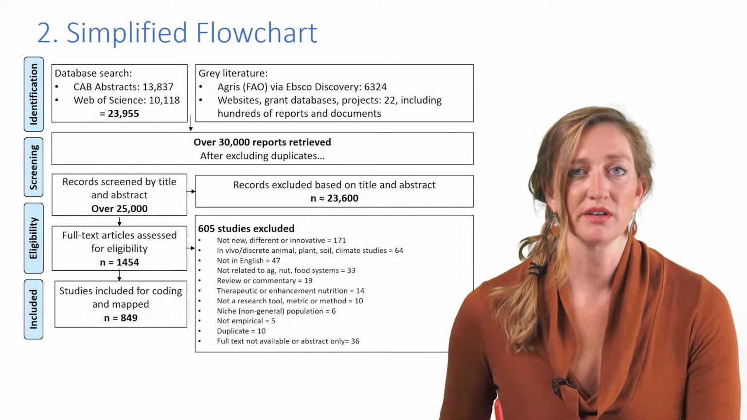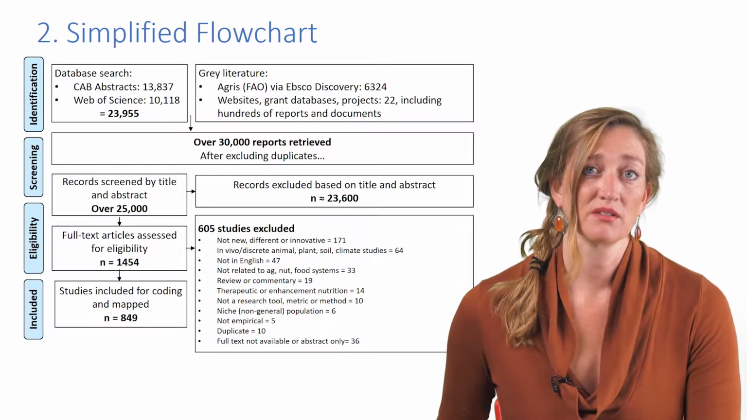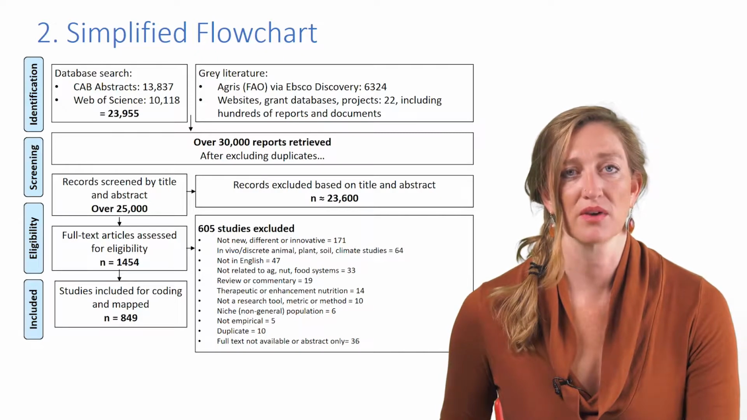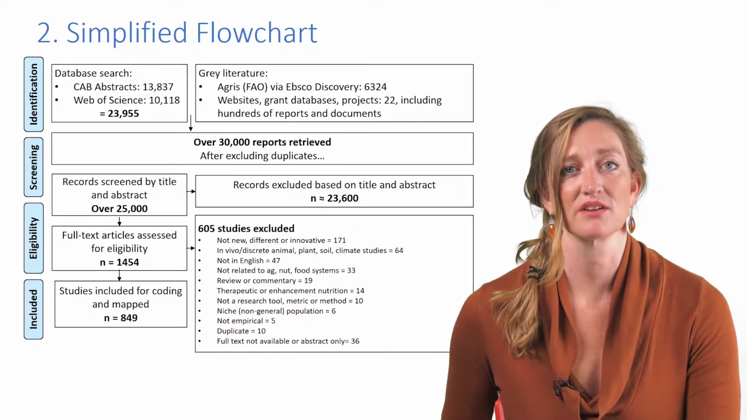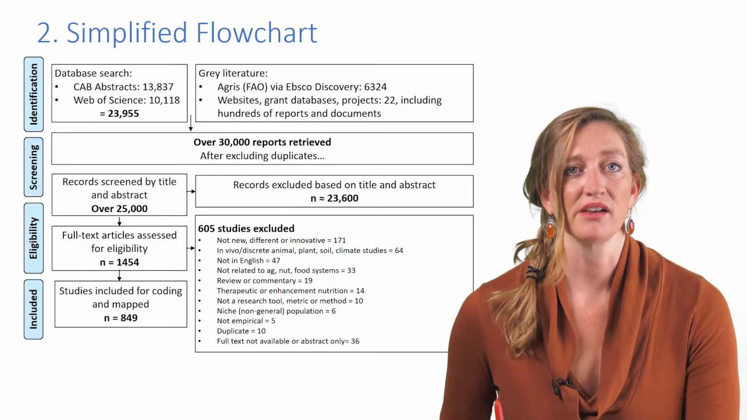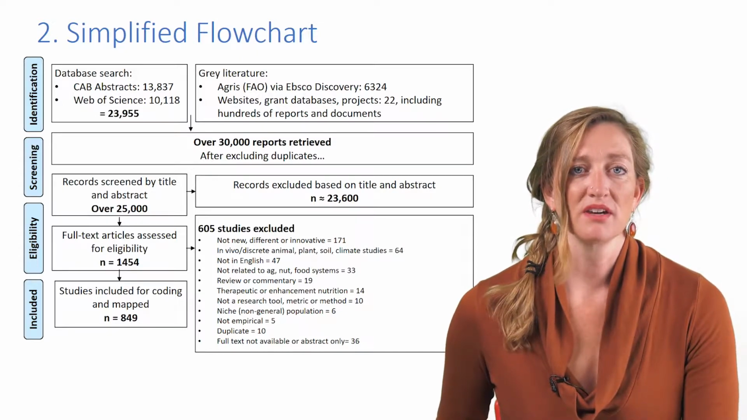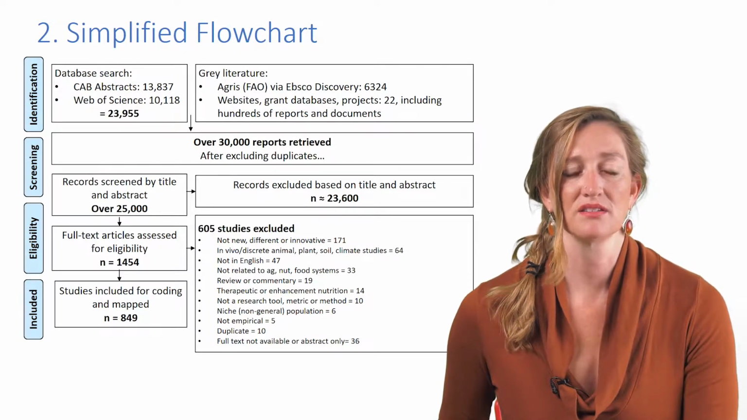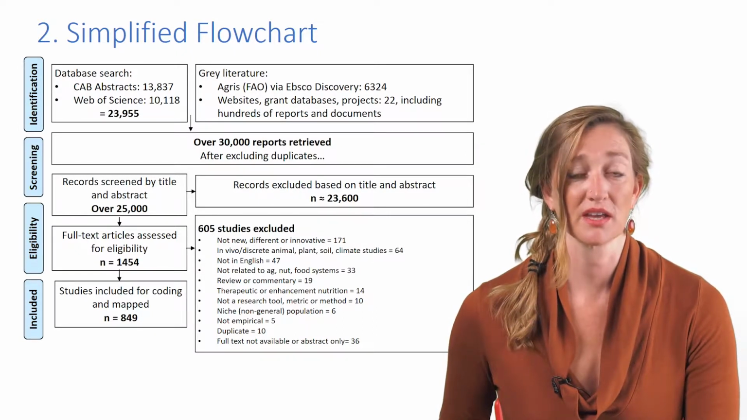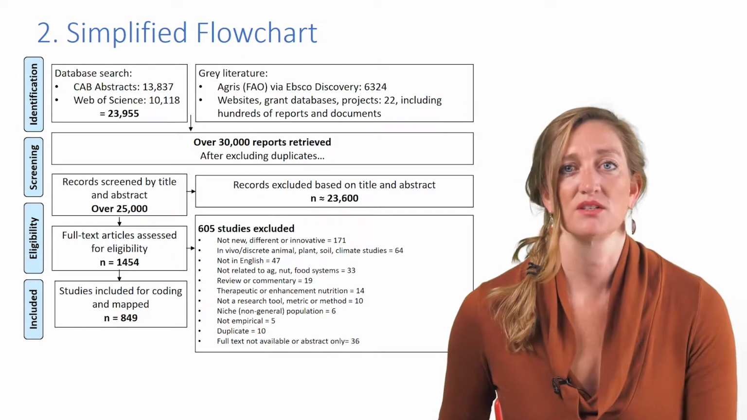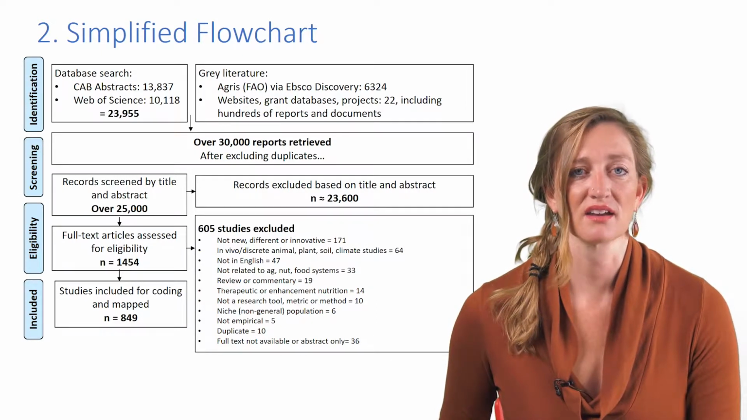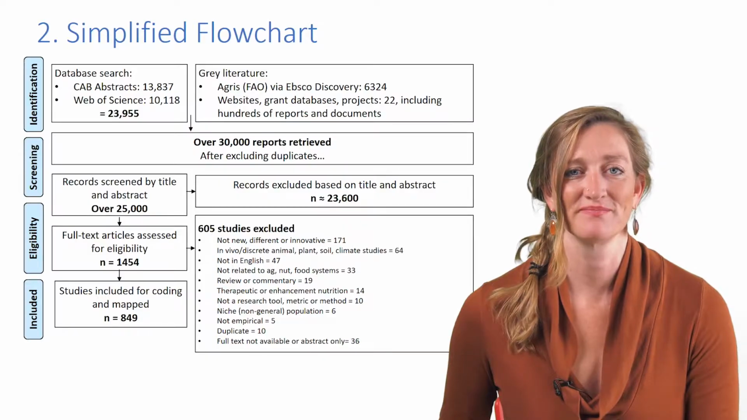But just very briefly, we retrieved over 30,000 reports from the published literature databases as well as the gray literature repositories. And we screened, after removing duplicates, over 25,000 of those. We have to date about 850 items mapped, and these are there for your exploration. And as I said, we will be adding to this as we go along into IMMANA 2.